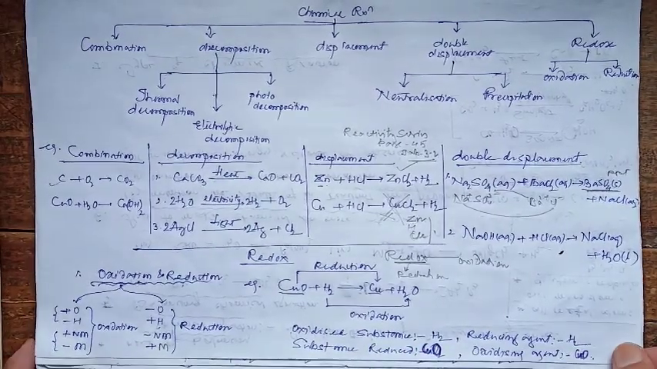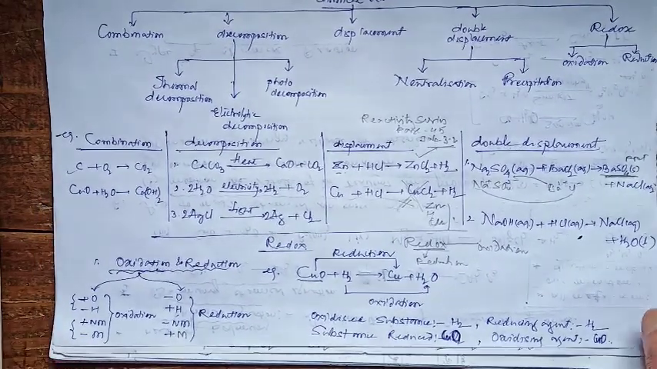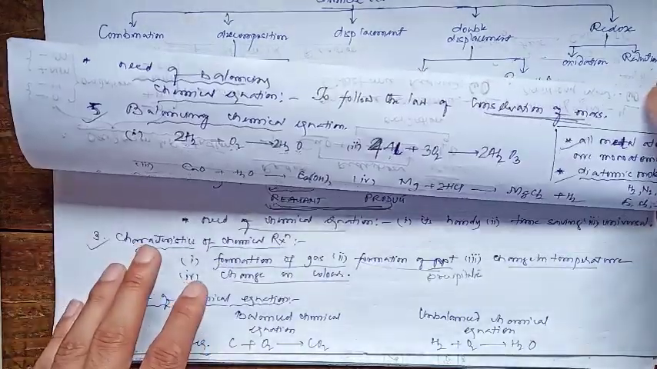So I hope, students, you understood the types of chemical reactions. The chapter on chemical reactions and equations is finished.